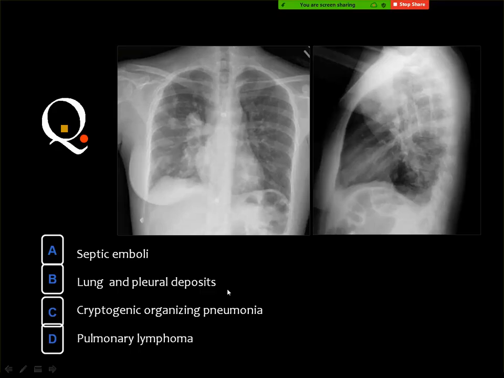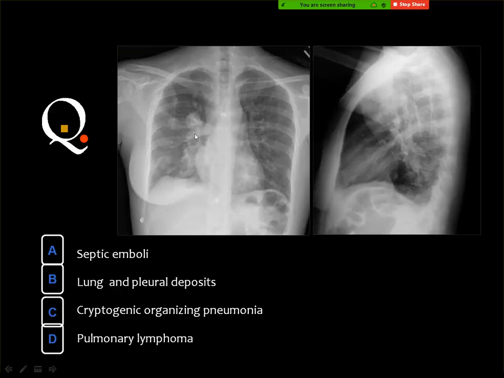The pleural deposits. Lung and the pleural deposits? Yes. Okay. Yes. Based on what? Left mastectomy. Yes, very good. There is absence of the left breast shadow, and this is an indication of mastectomy, which is commonly performed for breast carcinoma.